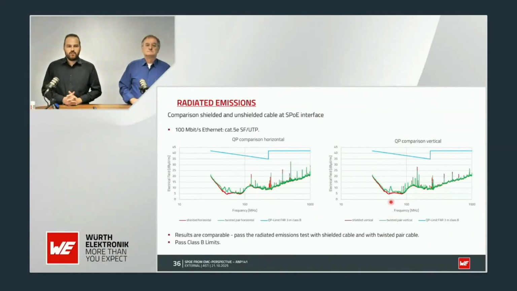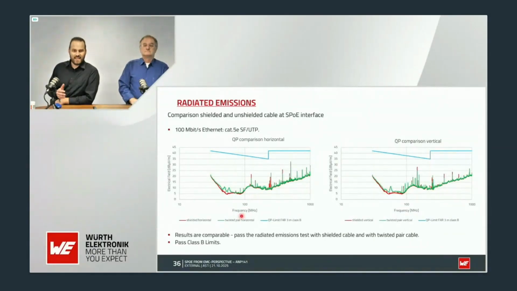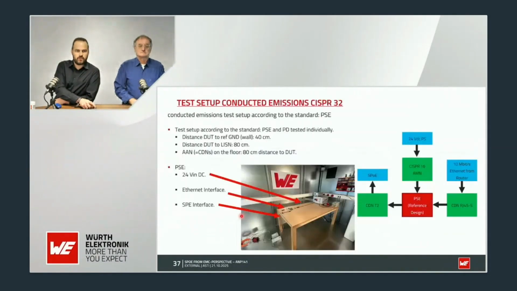Now, let's have a look at the radiated emissions. The radiated emissions in red are shown with a shielded cable and in green with only the twisted pair cable. You can see for both types of cable for the SPoE interface, we are far below the limit, at least 10 dB, as you can see here. And more or less they are comparable. So we can see with shielded and unshielded cables, the emissions performance above 30 megahertz is quite good.